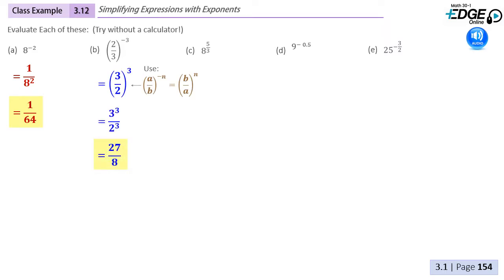In example B, we have a fraction with a negative exponent. As a first step, we'll rewrite our exponent as being positive and we'll flip the fraction. So 2/3 becomes 3/2, and the exponent of negative 3 becomes positive 3. We now apply this exponent to both the numerator and the denominator. 3 cubed makes 27, and 2 cubed makes 8.